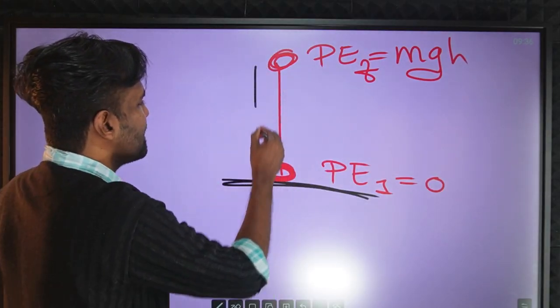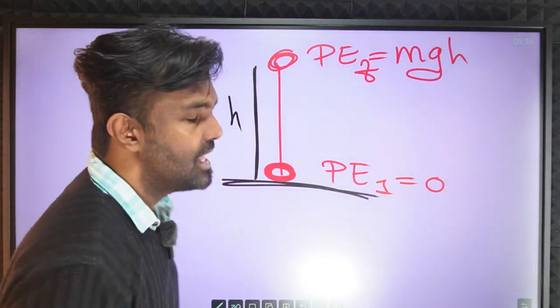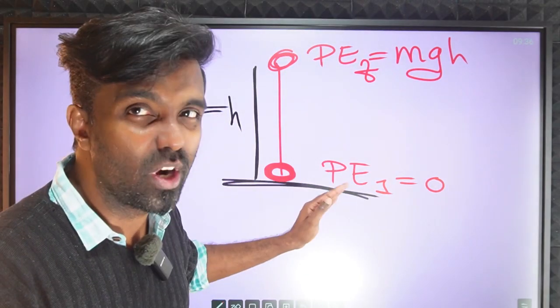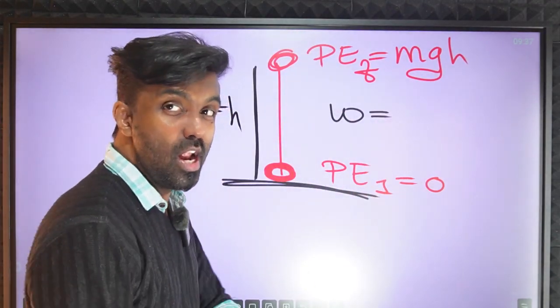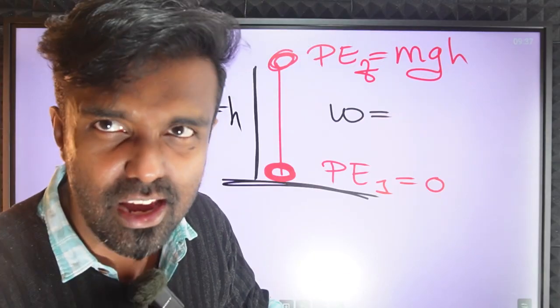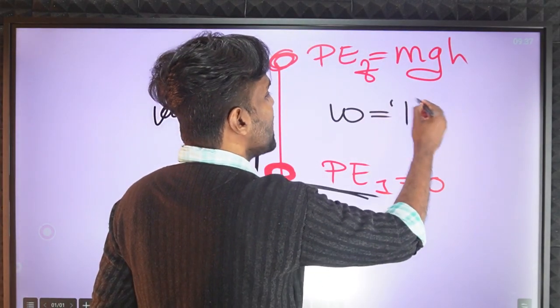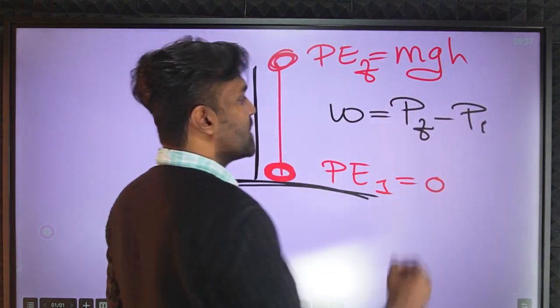H is nothing but this vertical height, which is called h, and in your question the h is given as 100 meter. Question is, what is the work done here? So the work done here is not the change in kinetic energy. Here the work done will be the change in potential energy: final potential energy minus initial potential energy.